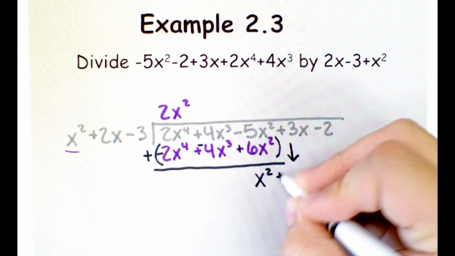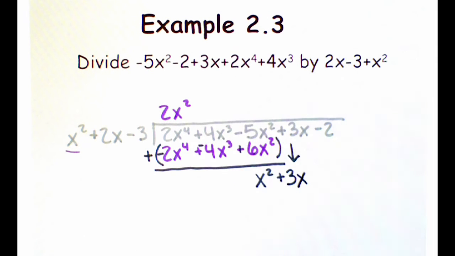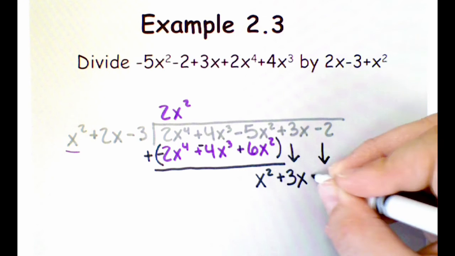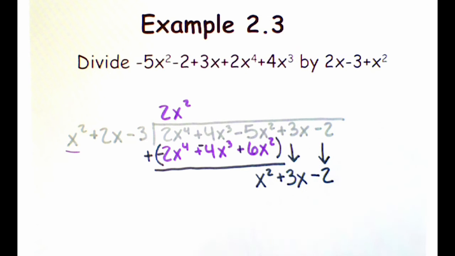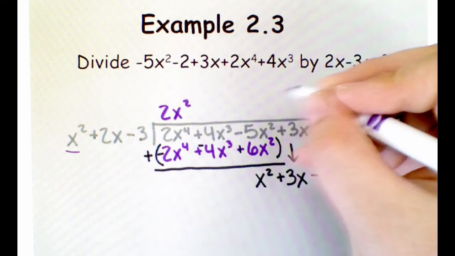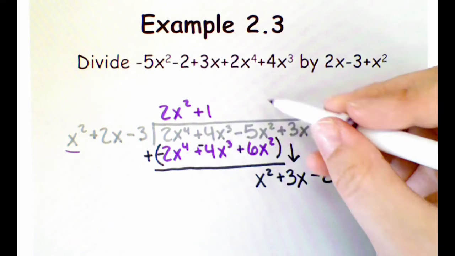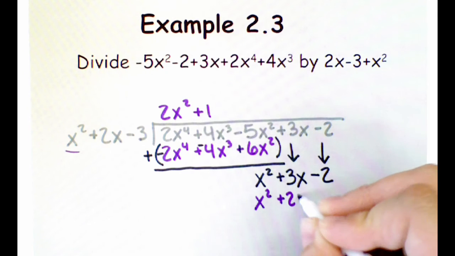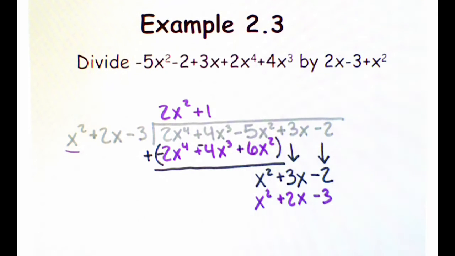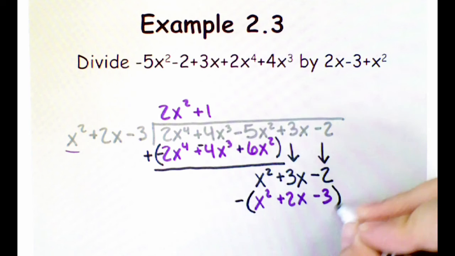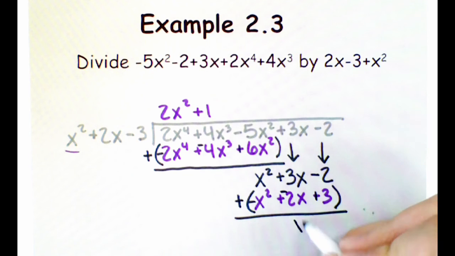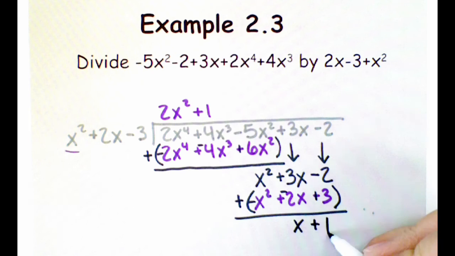Bring down my next term. And here's another little trick. If there's 3 terms in the divisor, you need 3 terms to be working with here. So we have to actually bring down 2 terms. Now x squared times what makes x squared? 1. It doesn't really matter where you put that 1. Usually I line it up, but over there is fine too. I have x squared plus 2x minus 3. And now I subtract. Distribute that. I get positive x plus 1.